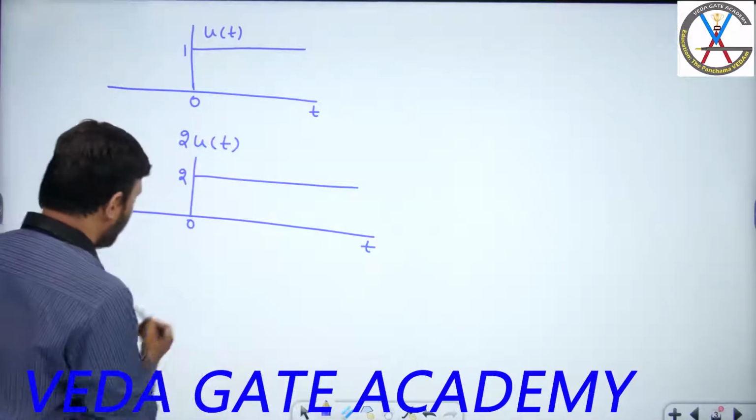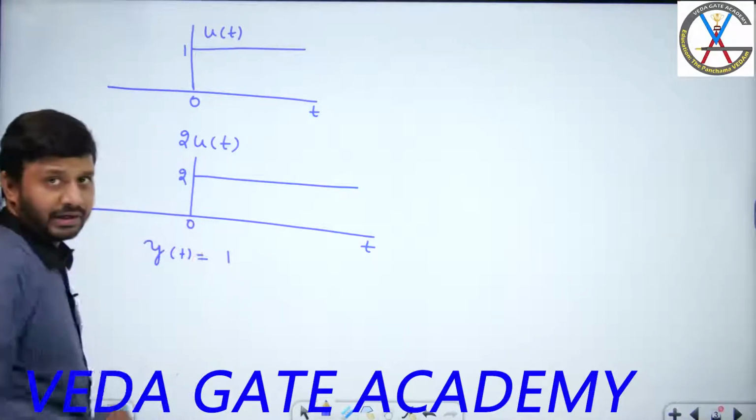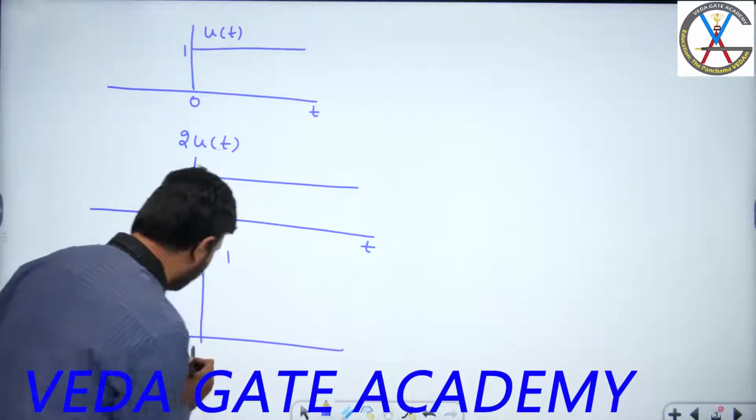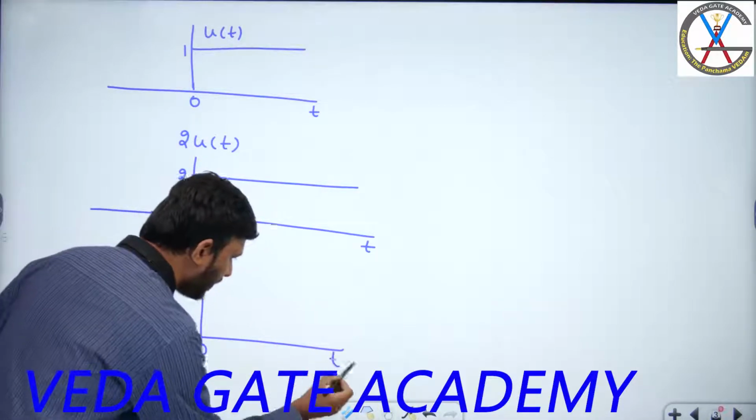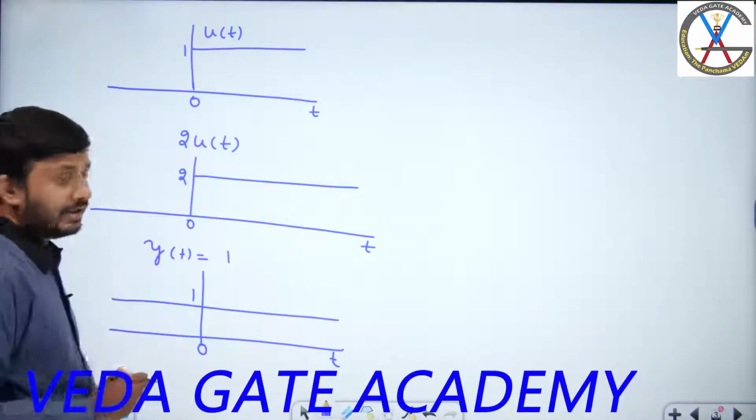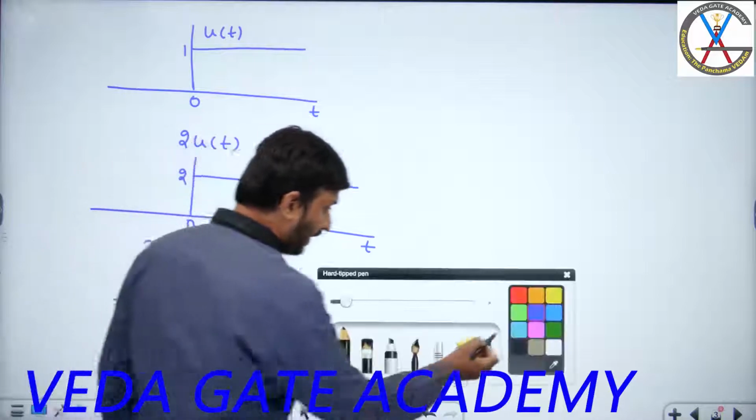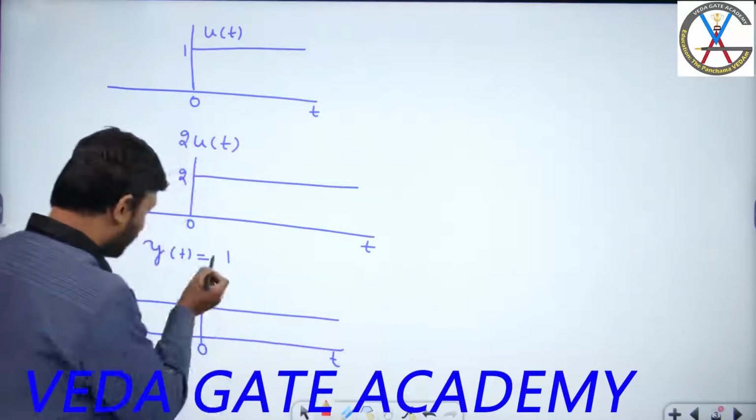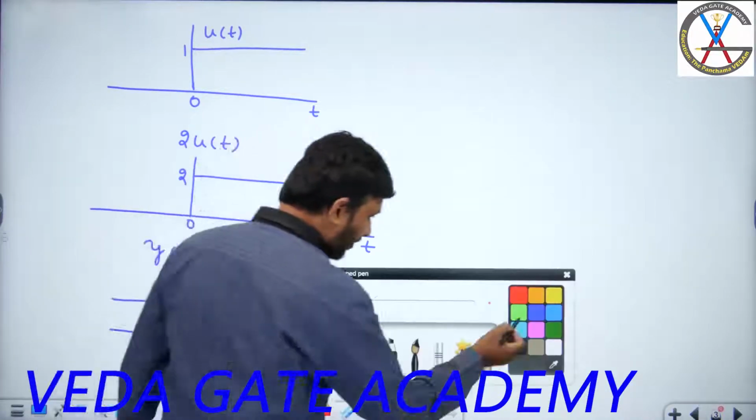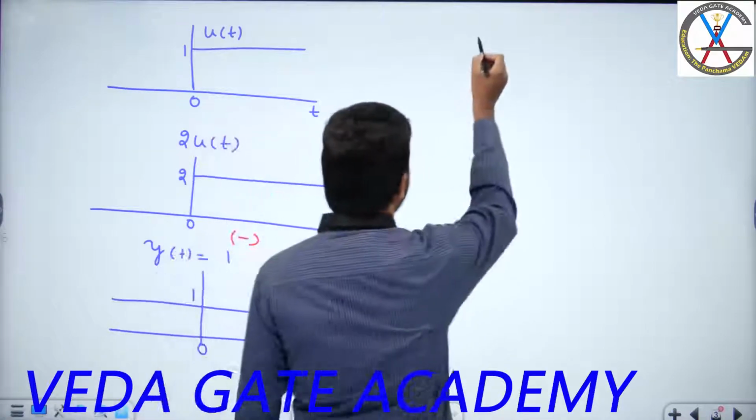Now, if I ask you, what is the shape of the signal y of t equal to 1? Y of t equal to 1 means a DC signal. Here 1 means no t greater than 0, no t less than 0. It is 1 throughout the interval. Now this is u of t, this is 2u of t, this is a signal called 1. Now do one thing. Try to subtract this bottom signal 1 from 2u of t and observe what happens.